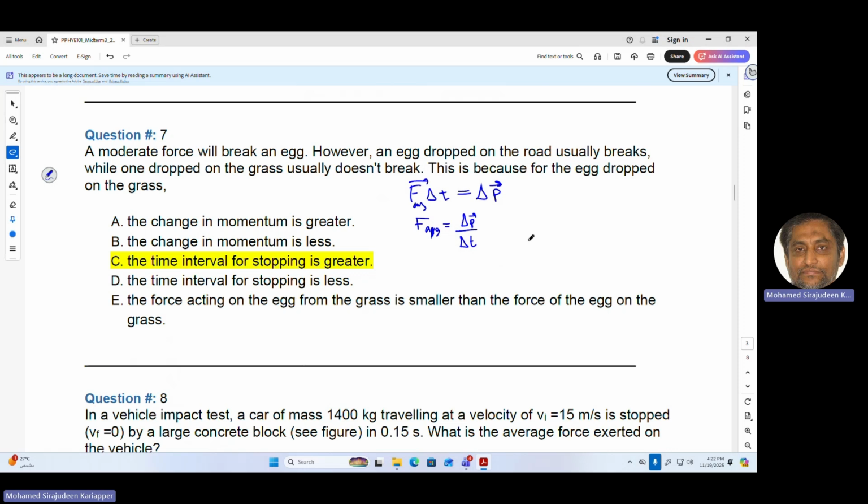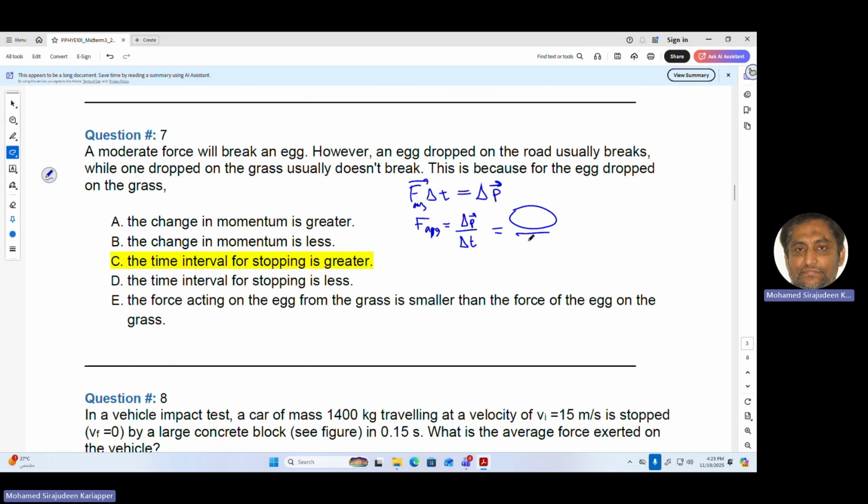Right, now, in the case of both of them, the delta P is the same, okay, because you drop it from the same height, so when it hits there, its velocity is the same, and they come to zero velocity, both of them. Before they jump off or they stick to that splash, crack, or whatever, it is the same delta P.